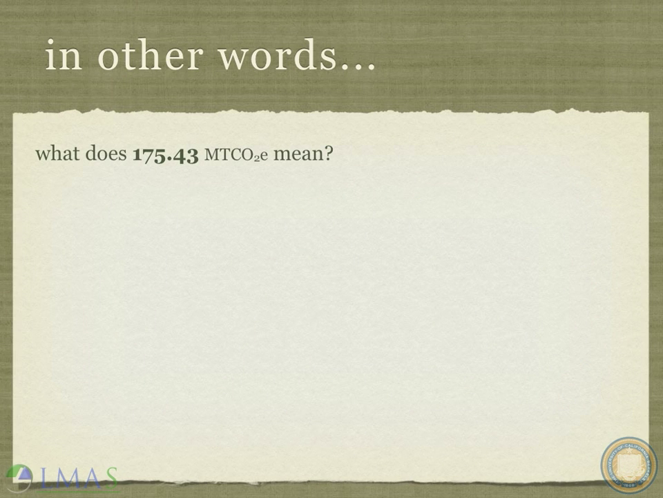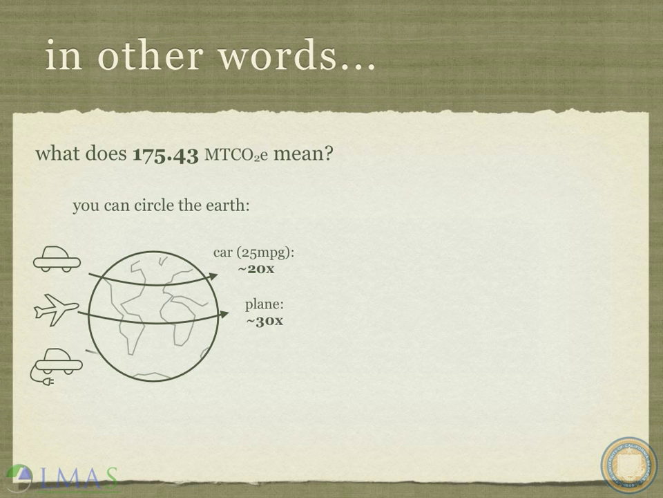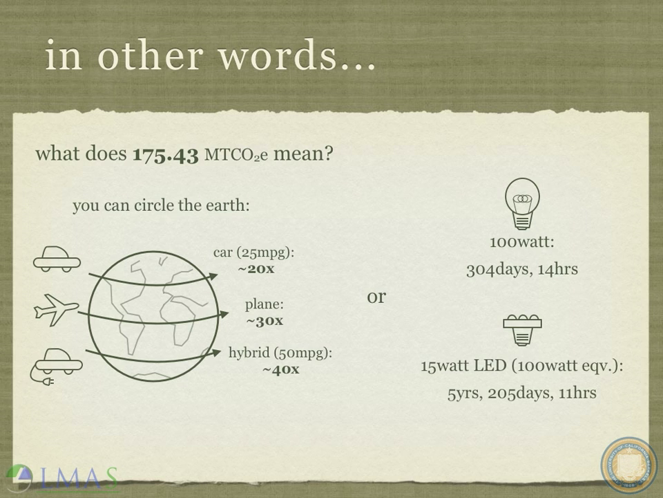So what does 175.43 metric tons of CO2 equivalent mean? Well, you can circle the Earth 20 times by standard gas car, 30 times by plane, 40 times with a hybrid vehicle, or power a 100-watt light bulb for 304 days and 14 hours, or a similar brightness 15-watt LED bulb for 5 years, 205 days, and 11 hours.